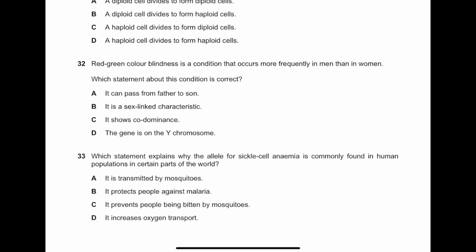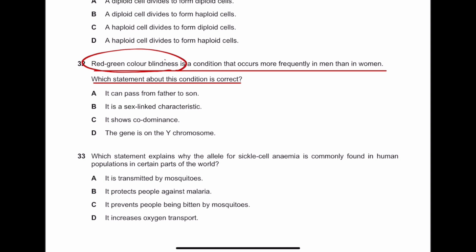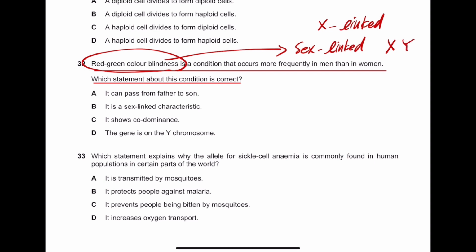Number 32. Red-green color blindness is a condition that occurs more frequently in men than in women. Which statement about this condition is correct? So red-green color blindness is called sex-linked disease. And more specifically, it's X-linked, meaning that the gene that causes this disorder is only present in the X chromosome, not the Y chromosome. Okay, it's only present in the X chromosome of the sex chromosomes.